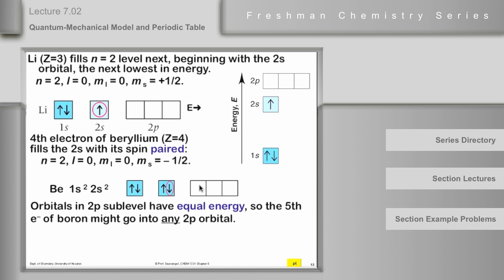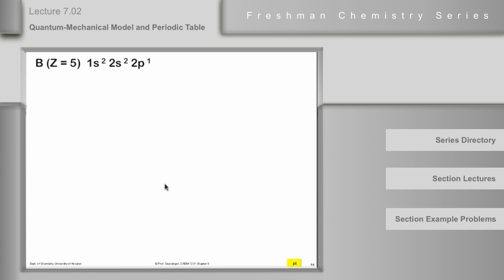Plus 1/2, plus 1/2, spin up. So here is boron. Now 1s2, 2s2, 2p1. N is equal to 2, L is equal to 1, M sub L is equal to -1.